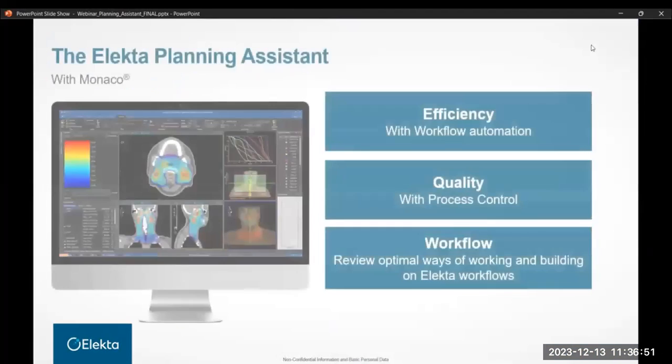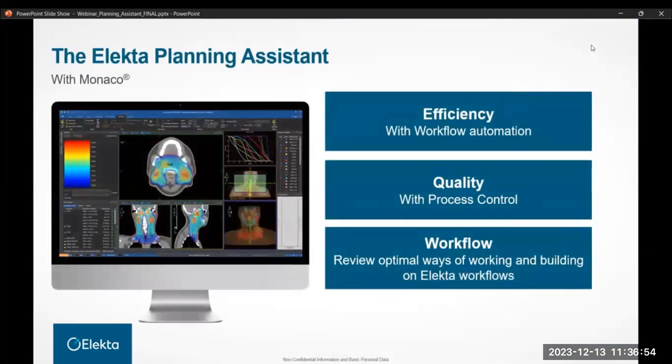So really, just to summarize, effectively the Elekta Planning Assistant with Monaco really allows an extreme amount of efficiency. We can add a huge amount of workflow automation and really build on the processes that are already within the application. We can really look at quality. So we can look at process control and really try and identify ways to improve the overall plan quality process. And then finally, I think it really allows us to review workflow. This is a wonderful chance to review optimal ways of working and to be able to better use the Elekta workflows and the Elekta technology that's available.